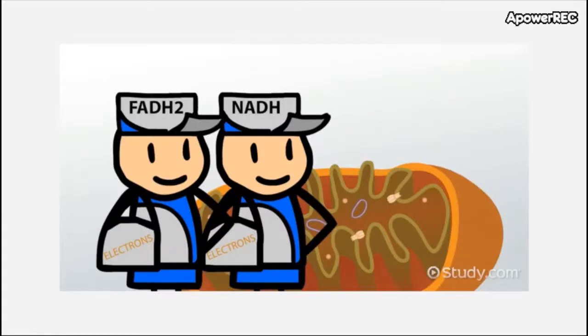It does so by using two molecules called FADH2 and NADH. And you can think of them as electron carriers. So they can move electrons from one molecule to another. When they are in their forms called FADH2 and NADH, they have the extra electrons. So this is when they're on the job, so to speak.